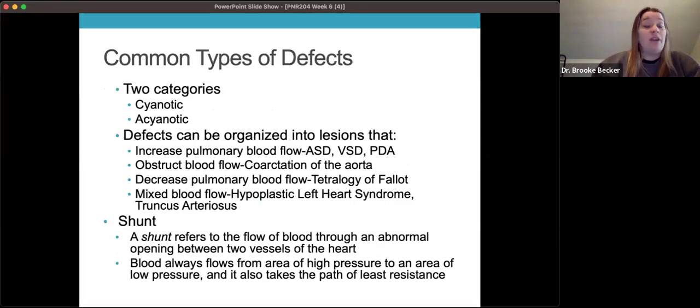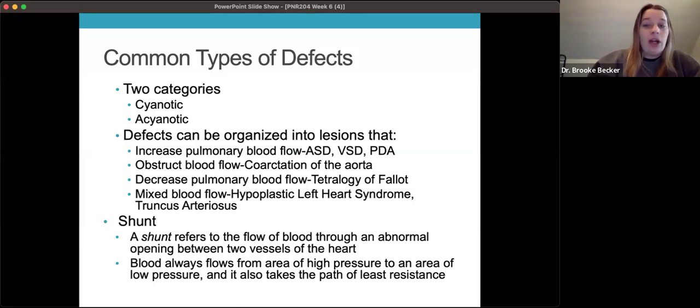So two types of defects: there's cyanotic lesions and acyanotic lesions. Cyanotic lesions are going to be your blue babies. This is when their oxygenation is affected. Acyanotic, their oxygenation is not affected.